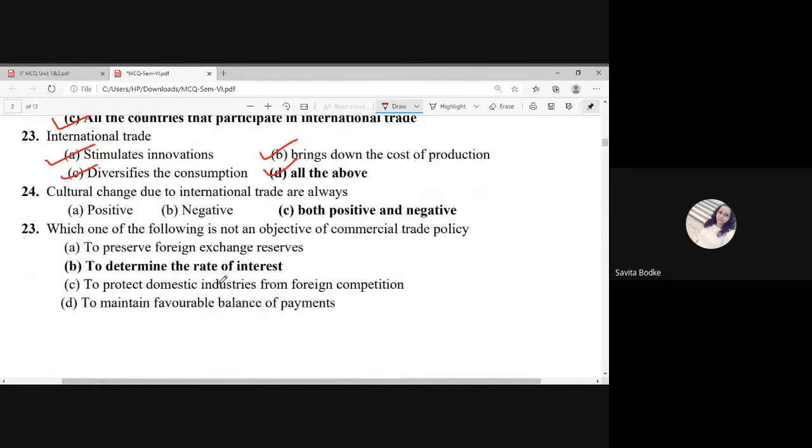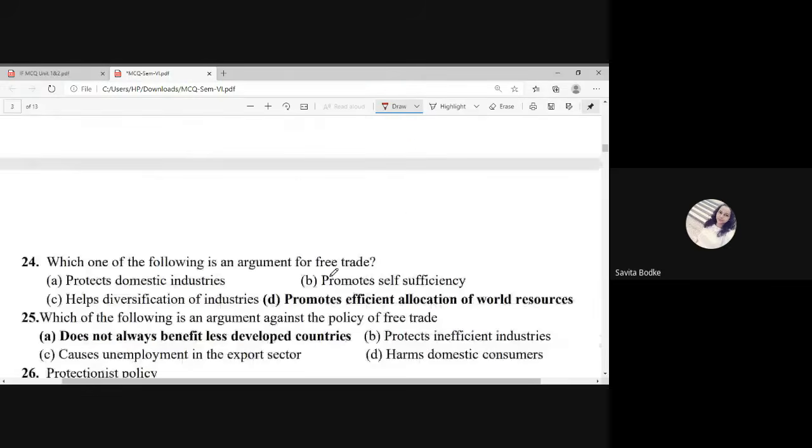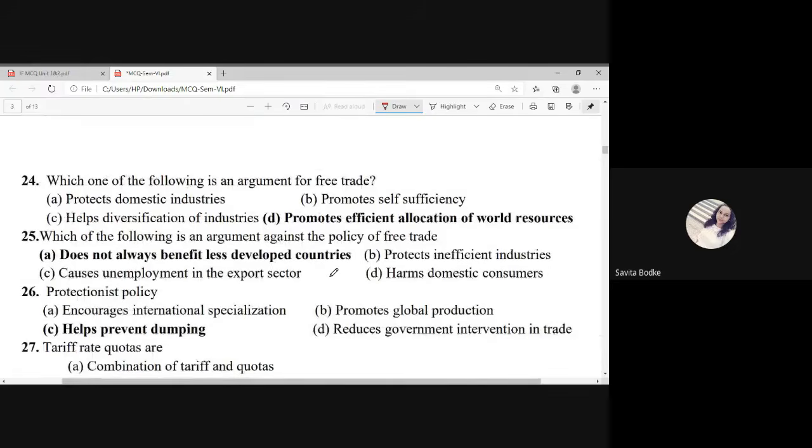The cultural changes due to international trade are always both positive and negative. Next one is, which of the following is not the objective of commercial trade policy? And that is nothing but to determine the rate of interest, because this is not the objective of your commercial trade policy. Now the next one is MCQ number 24.